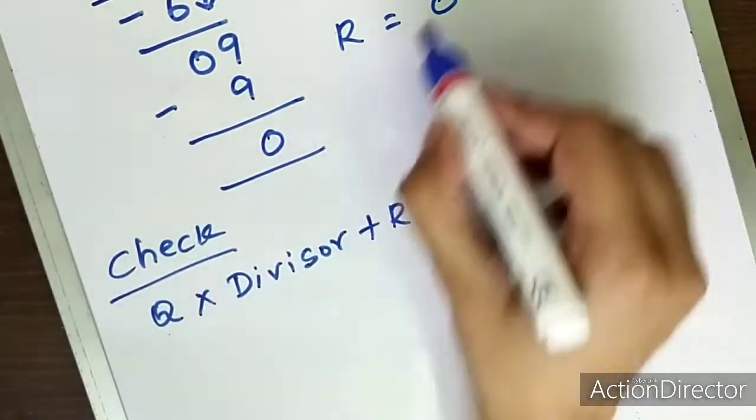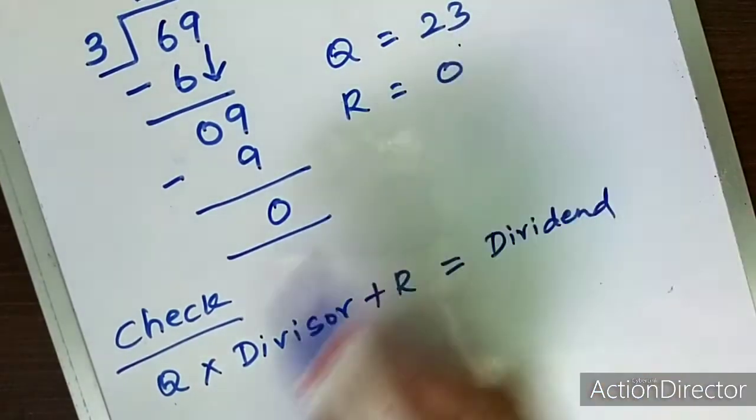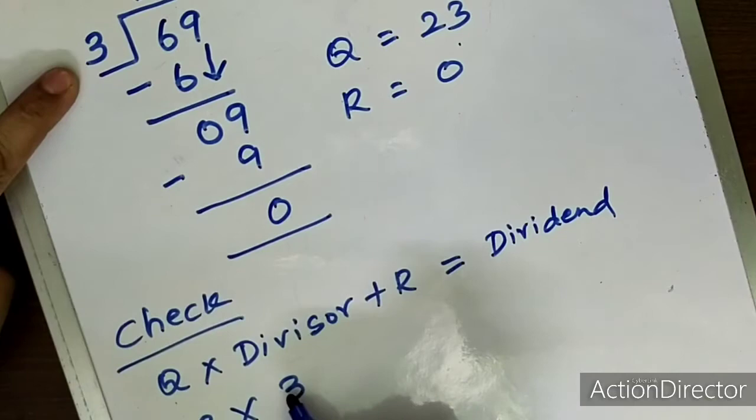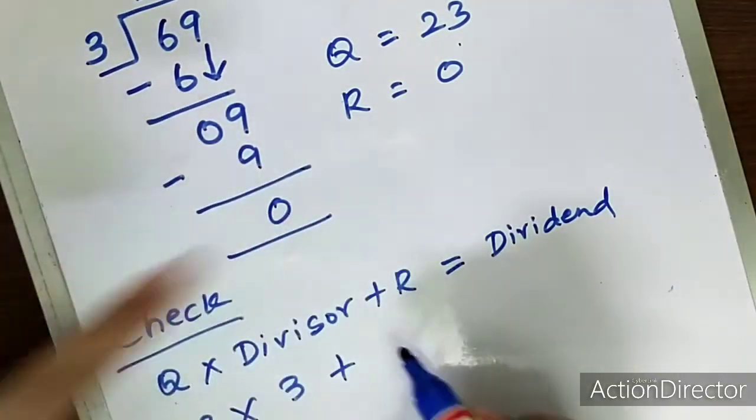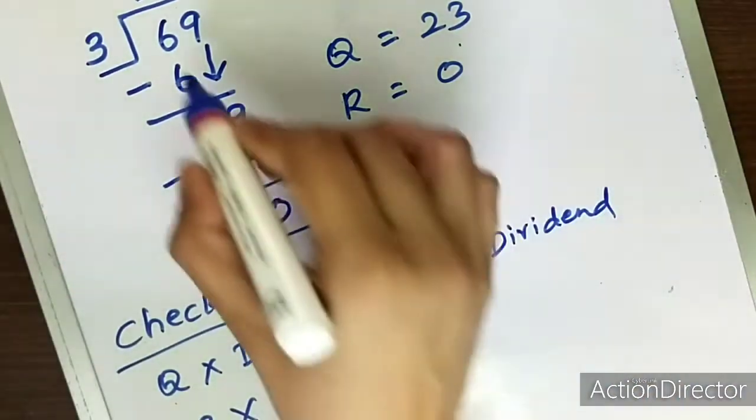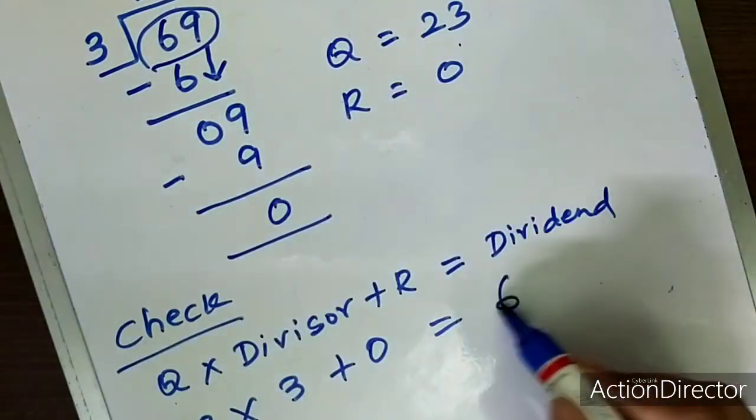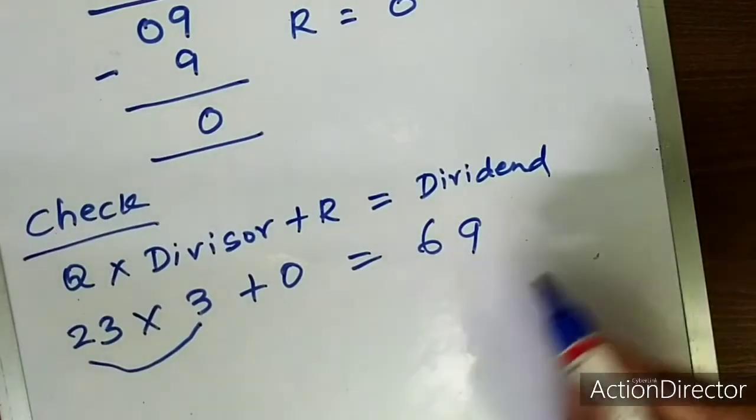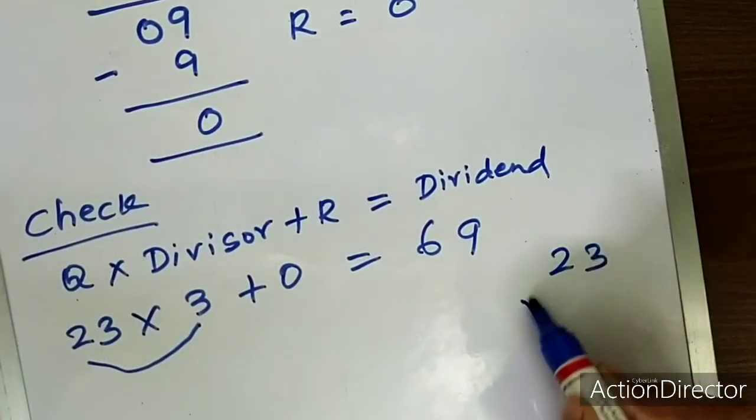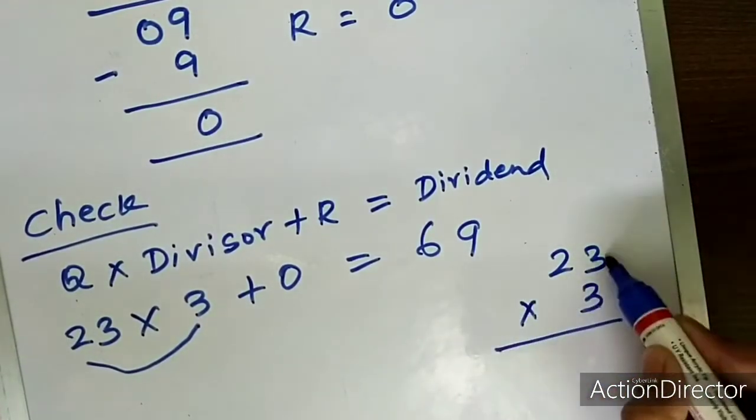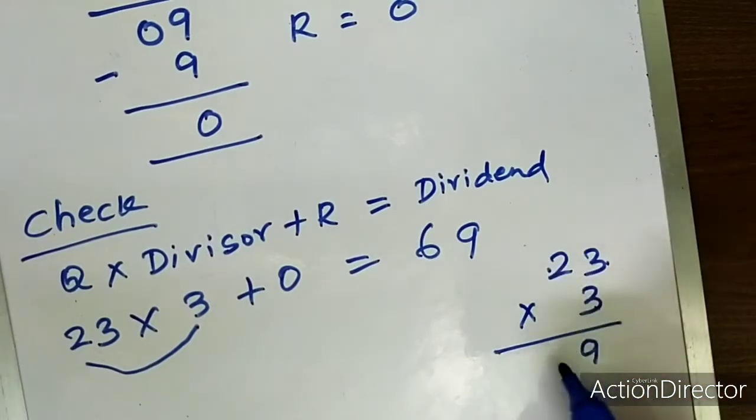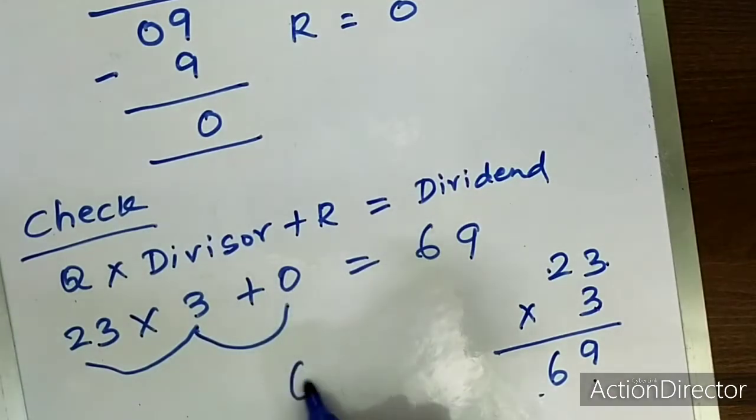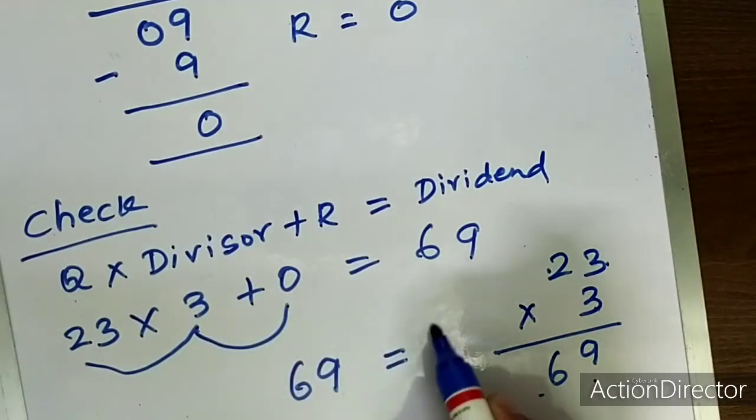So what is the quotient we get? The quotient is 23. 23 into the divisor 3, plus the remainder 0, is equal to the dividend, which is 69. So what is 23 into 3? 3 threes are 9, 3 twos are 6, so 69. What is 69 plus 0? 69. So 69 is equal to 69.